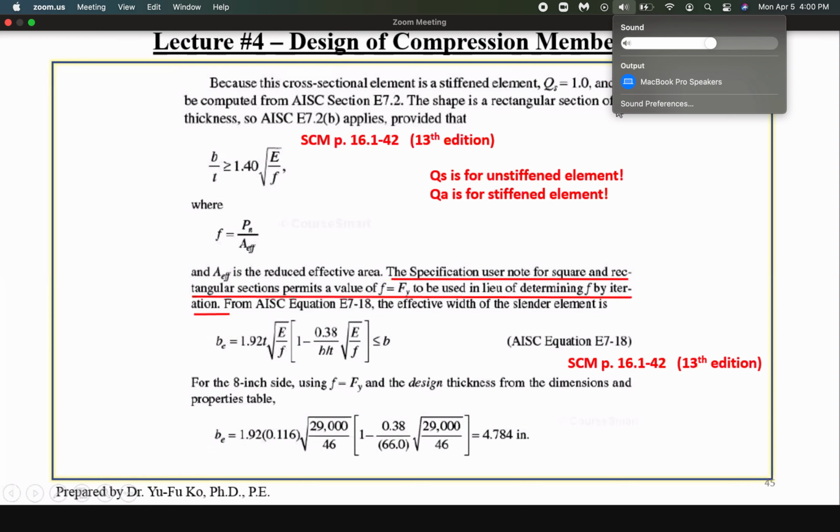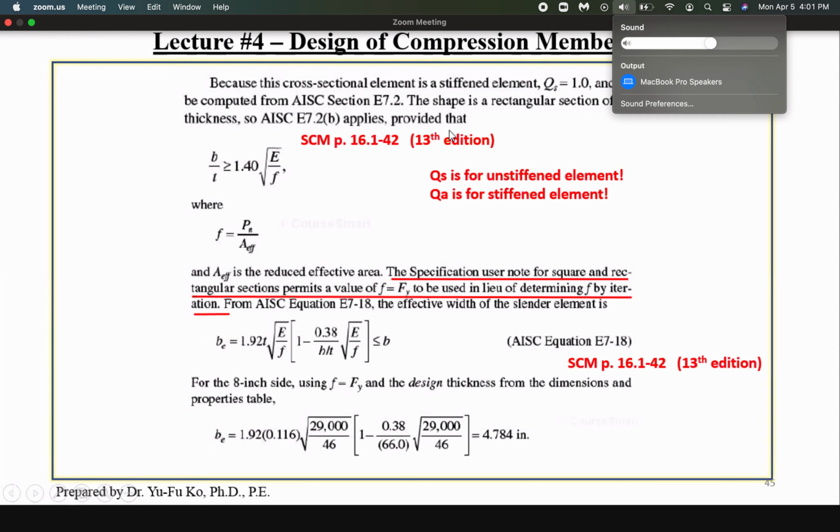But Qa must be computed based on specification E7.2, which is E7.2b. This is based on the 13th edition Construction Manual, page number 16.1-42.